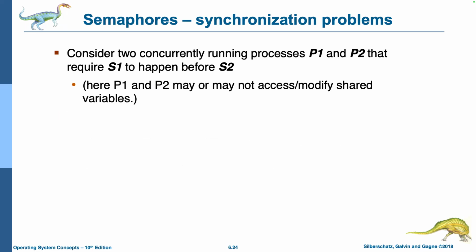Oh yeah, here is also today's quiz. Consider two concurrently running processes, P1 and P2, that require S1 to happen before S2. P1 is one process, P2 is another process. P1 has S1, P2 has S2. S1 is a critical section, and S2 is also a critical section. We want S1 to happen before S2, that means S2 happens after S1. How can we implement this? Use the semaphore.